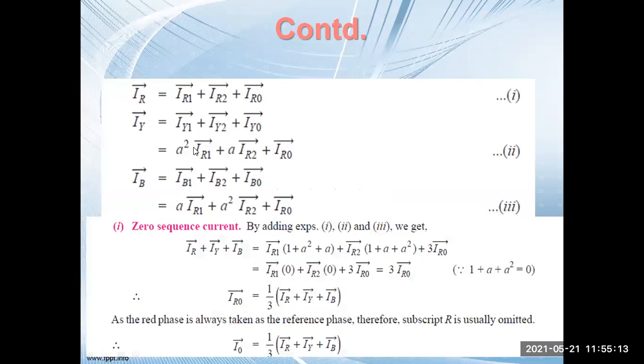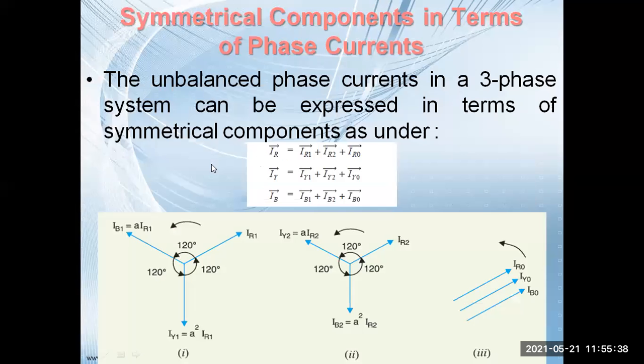Now, we can express IR equal to IR1 plus IR2 plus IR0. Next, IY equal to IY1 plus IY2 plus IY0. IY1 is for the positive sequence component of current, so in terms of IR1 it is a square into IR1.